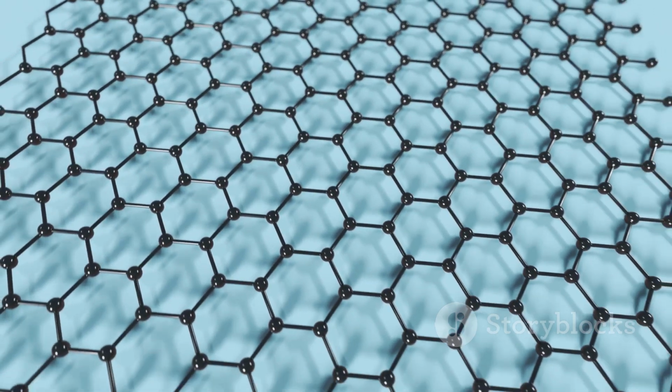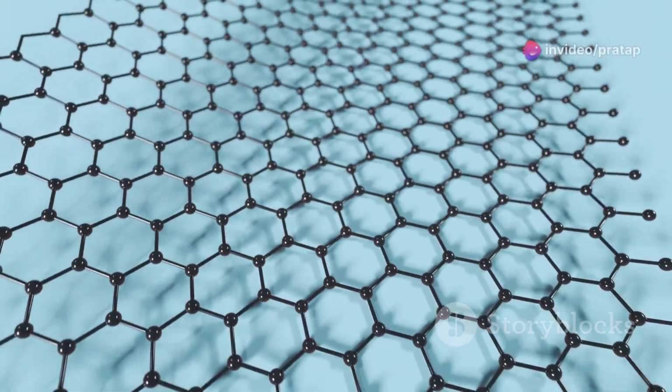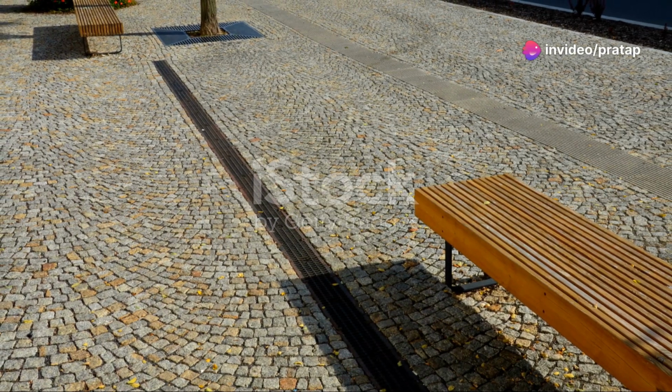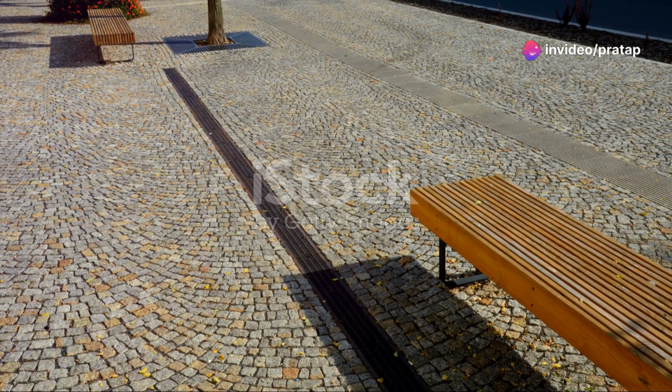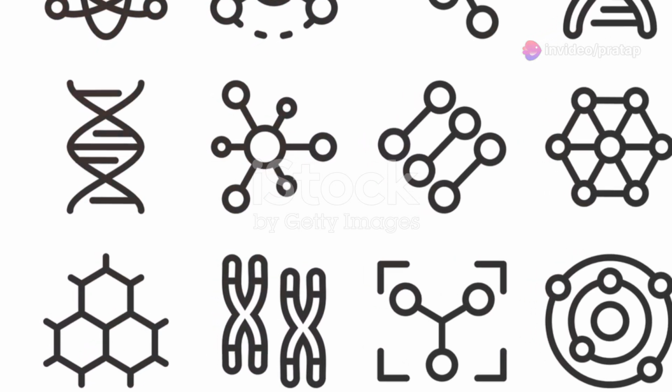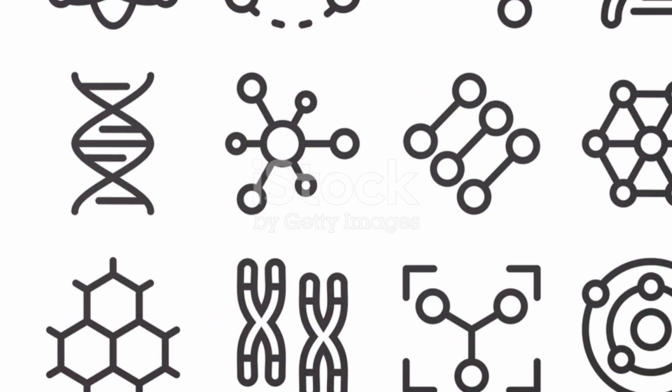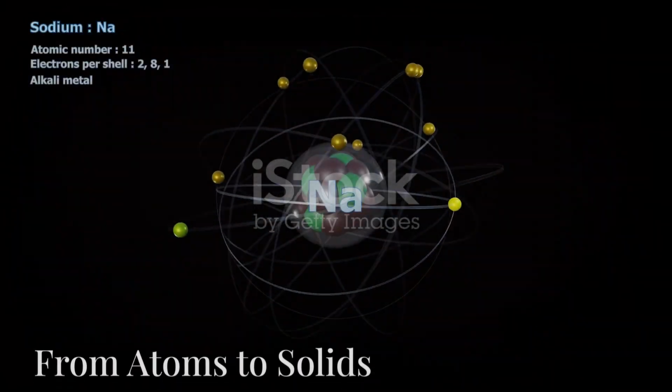In a solid, atoms are arranged in a regular repeating pattern called a lattice. This lattice structure is crucial for understanding how materials behave. This regular arrangement of atoms in a solid forms the foundation for understanding the fascinating world of energy bands.